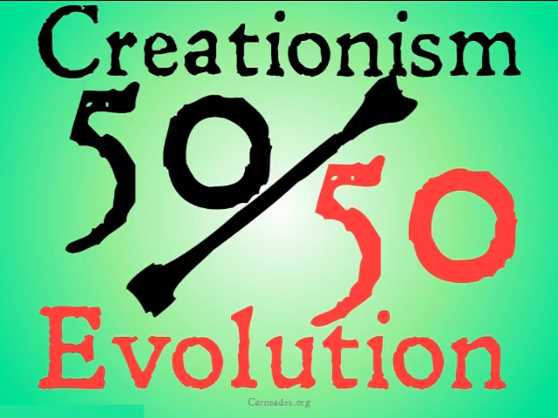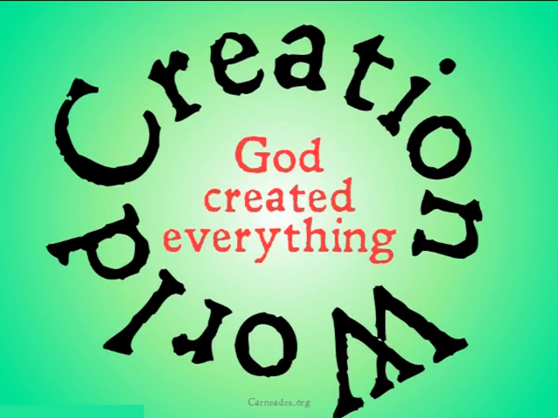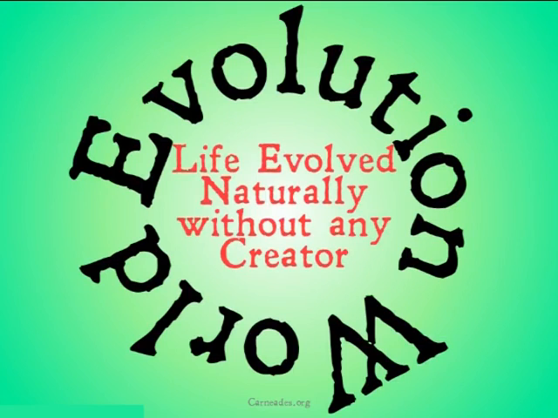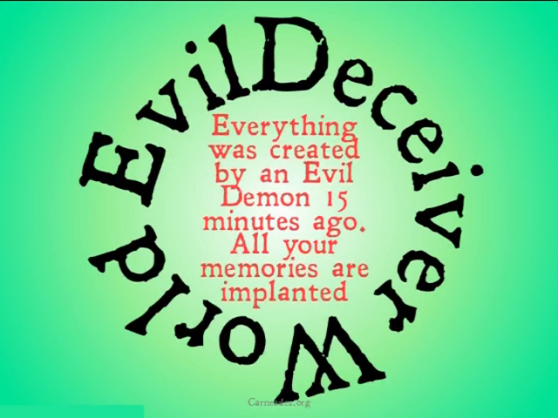However, this seems problematic to me as a skeptic, because they've kind of stolen one of my favorite arguments, the duplication argument. So we're going to run it a little farther and see where it takes us. Sure, it does follow that there's some possible world that is identical to the actual world, but God created everything. There's another possible world where evolution is the case and life evolved naturally without a creator. However, there is some other world that appears identical to the actual world where there's an evil deceiver that created the world 15 minutes ago.